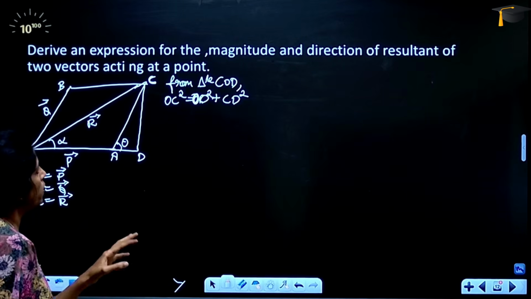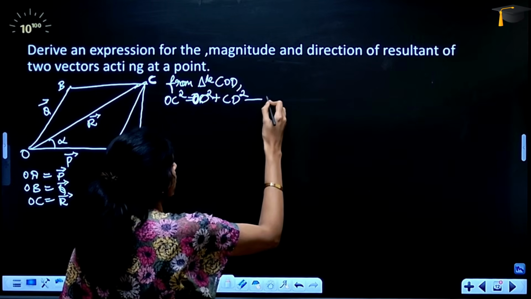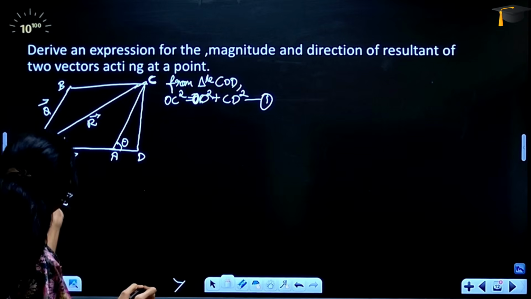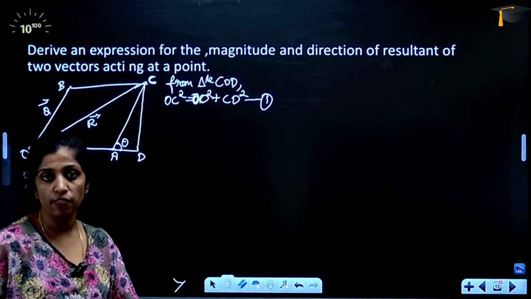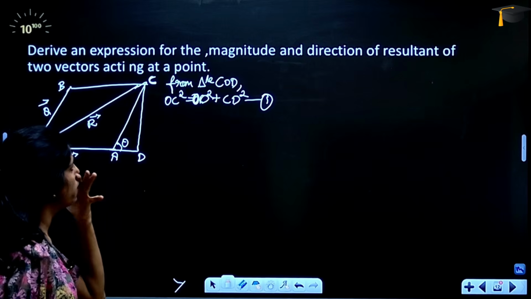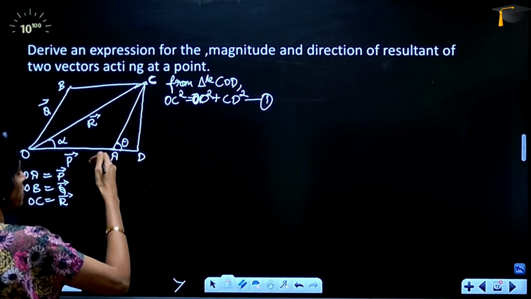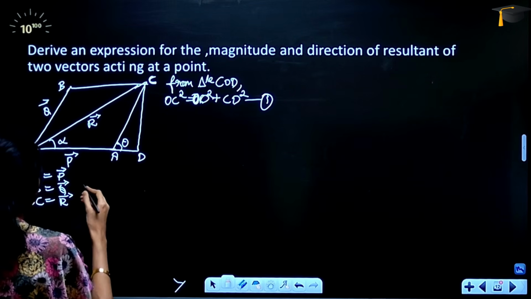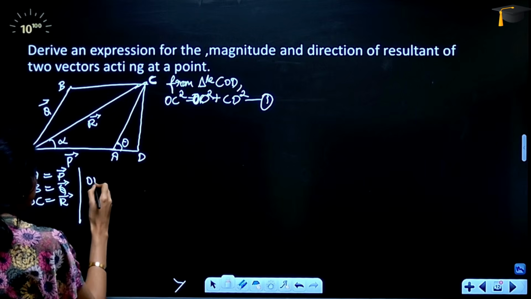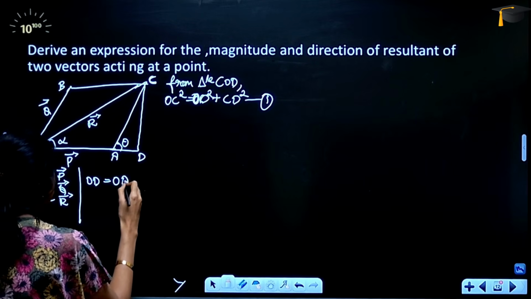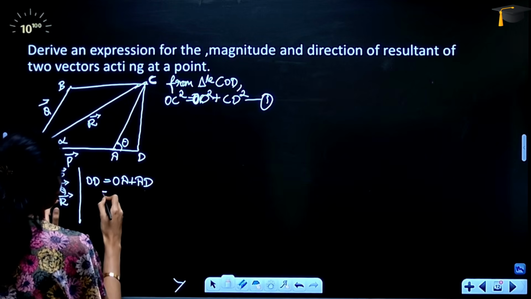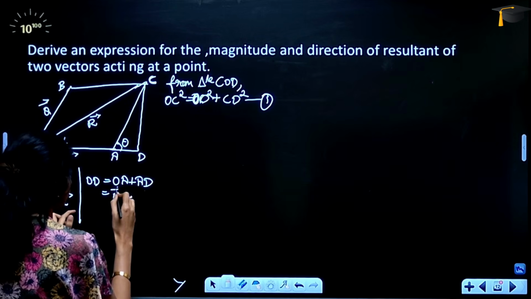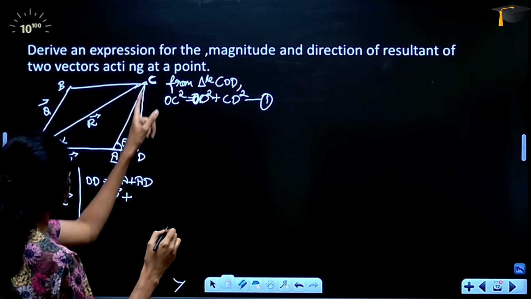Okay, so let me take this as equation 1 here. Why? Because I don't know what is OD and what is CD, right? So that's the reason I'll take this equation over here: OC square as OD square plus CD square. Now, let me find out what is OD here. You can see OD can be written as OA plus AD, right? OA is vector P.